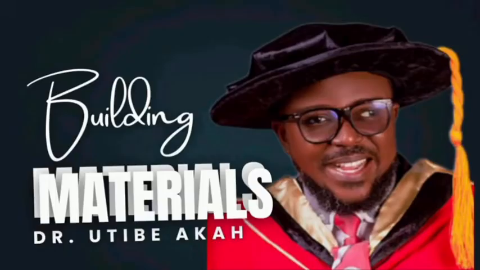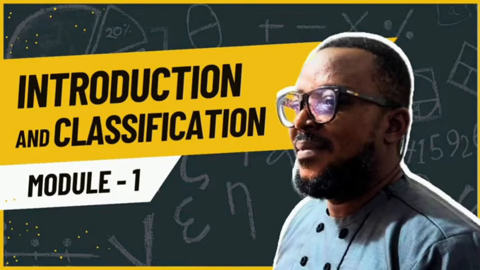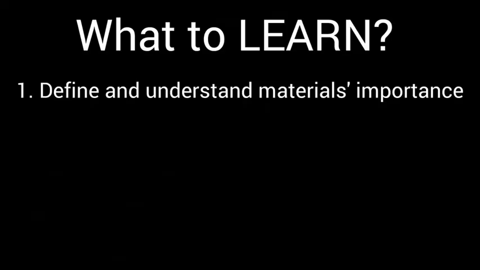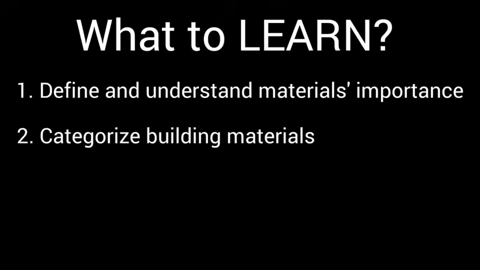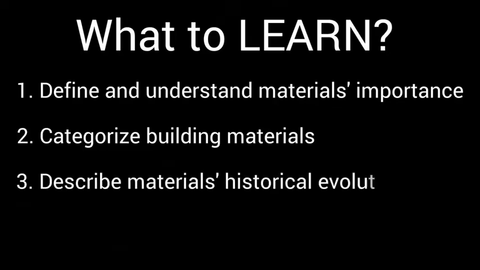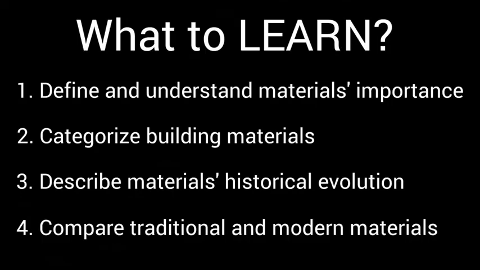This is building materials, and we'll be looking at the introductory part of building materials and their classification. In this module, you are going to learn at the end of the course how to define building materials and understand their importance in construction. Secondly, you'll be able to identify the primary categories of building materials. Thirdly, describe the historical evolution of building materials and provide examples of traditional and modern building materials.